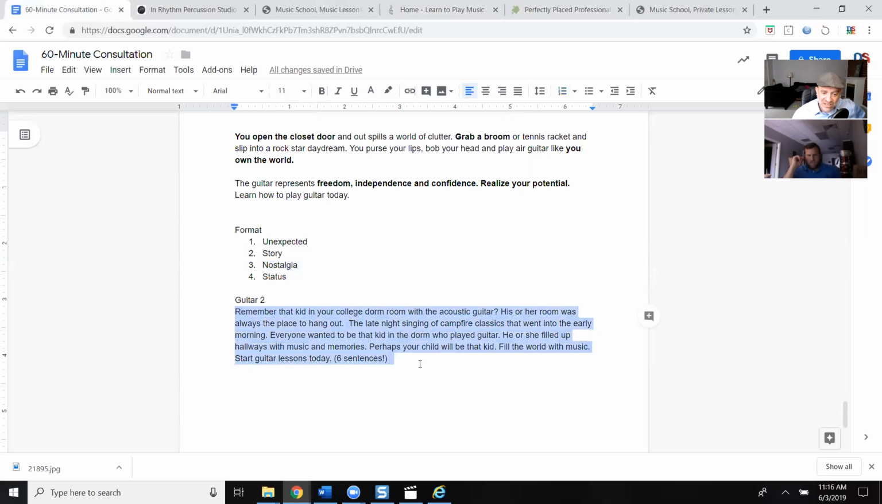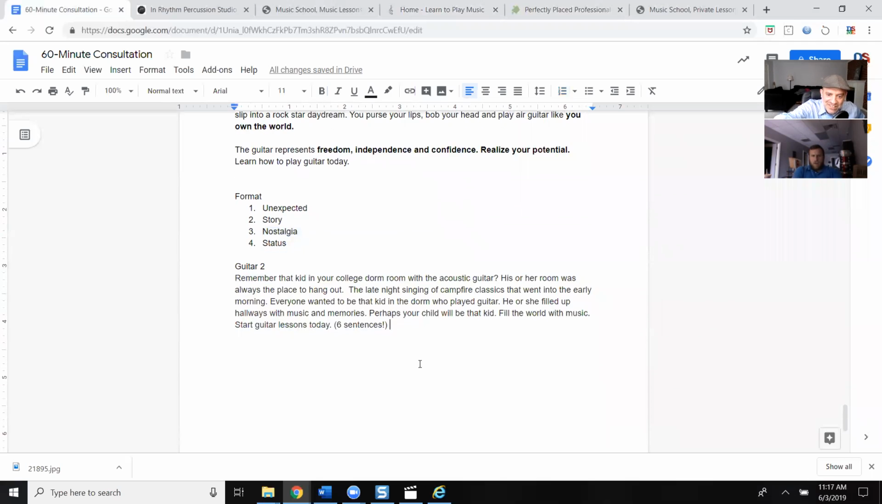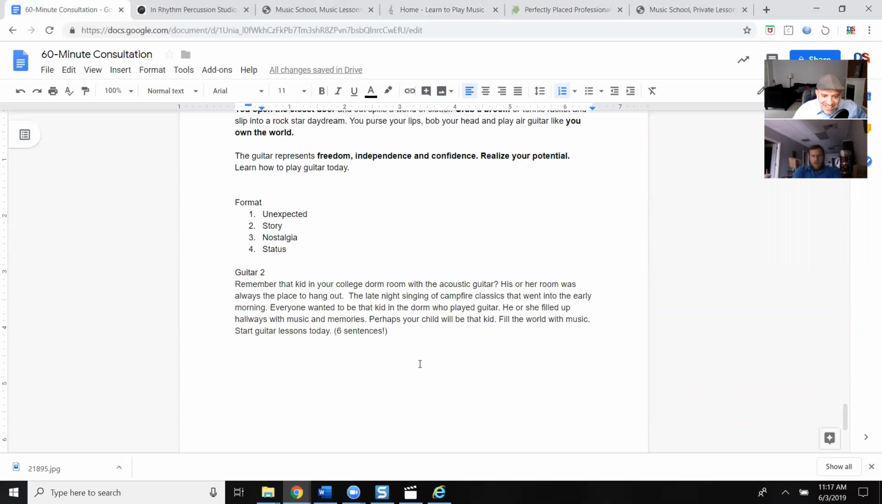I don't want to talk about scales and chords and note reading. Parents don't care about that at all. They care about, let me see if I can zoom in on this. I can't. Okay, it says, remember that kid in your college dorm room with the acoustic guitar? His or her room was always the place to hang out. The late night singing of campfire classics that went into the early morning. Everyone wanted to be that kid in the dorm who played guitar. He or she filled up the hallways with music and memories. Perhaps your child will be that kid. Fill the world with music. Start guitar lessons today. There's nothing in there about guitar lessons. It's all about the outcome.